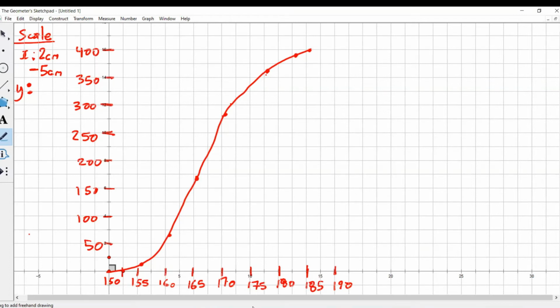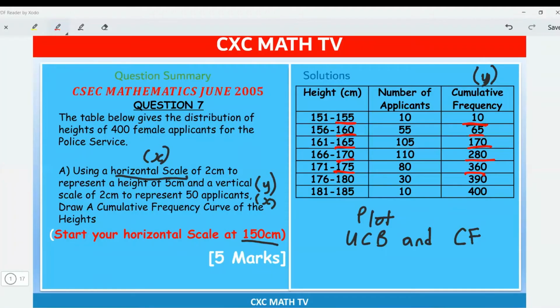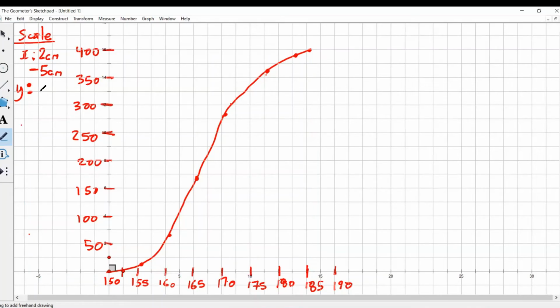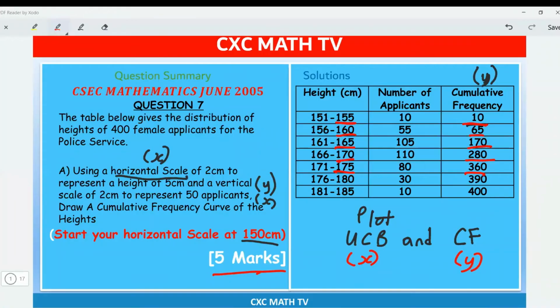Now we completed the first part of the question. That will give us 5 marks. But make sure in order to get your 5 marks, you plot the cumulative frequency versus the upper class boundary. The upper class boundary is on your x-axis, your cumulative frequency on your y. And also make sure you put your scale, which they gave us: on the y, 2 centimeters to represent 50 applicants on the vertical scale.